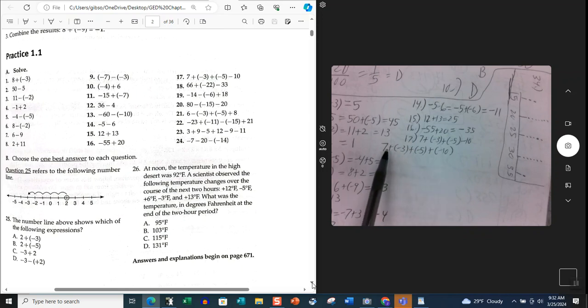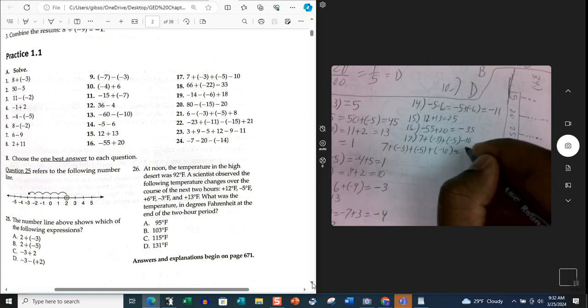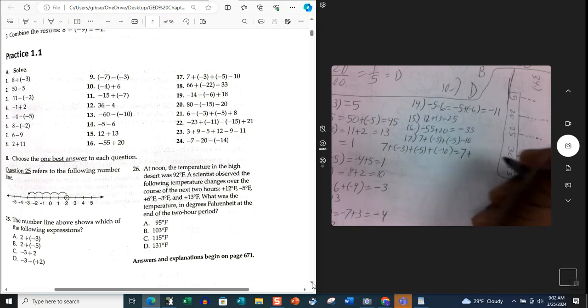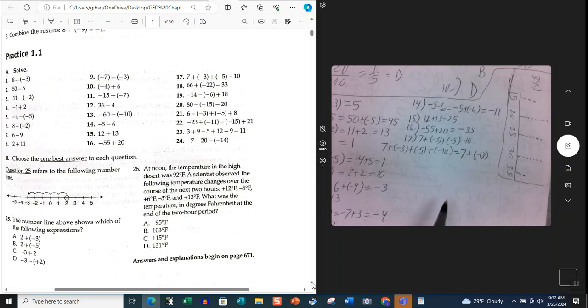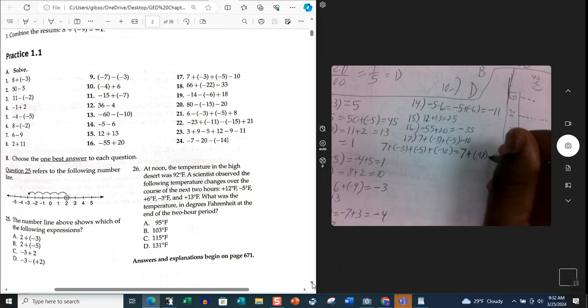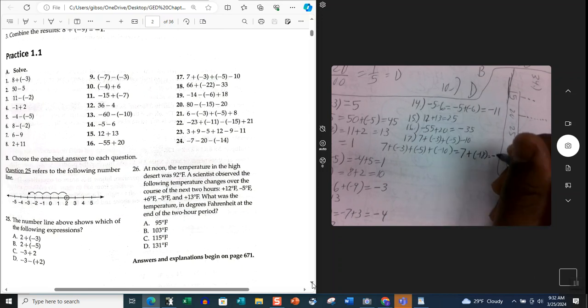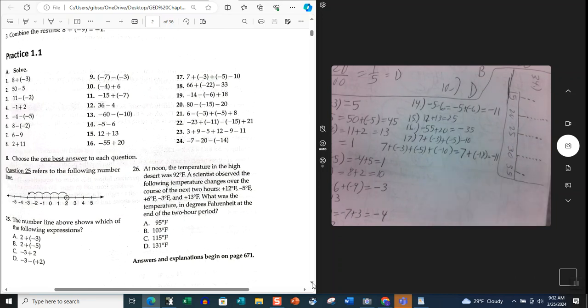Now we look here. 7 is the only positive number, but we had negative 3, negative 5, and negative 10. So we could combine them. So we will bring over our 7. Negative 3 plus negative 5 is negative 8, plus negative 10 will give you negative 18. Because remember, you add them together and carry the sign. Now 18 is larger than 7 and is negative. So we carry over our negative sign. 18 minus 7 is 11. So our final answer here is a negative 11.